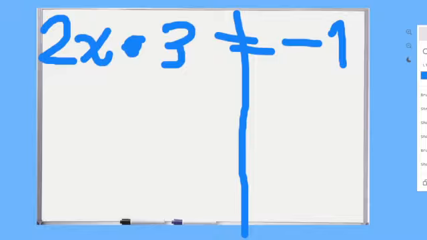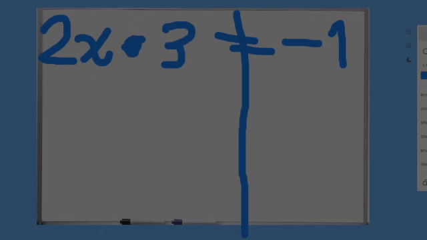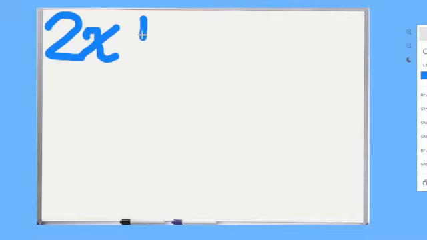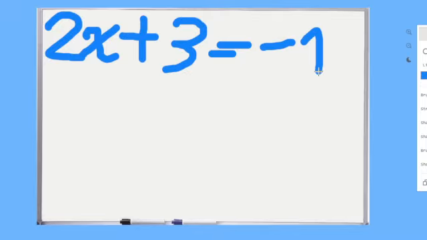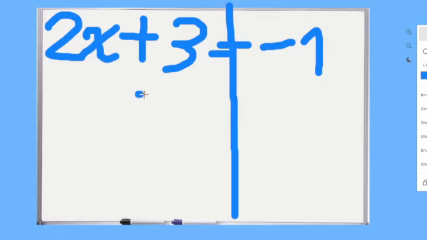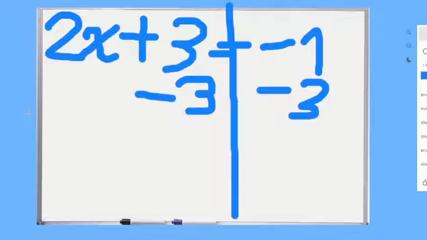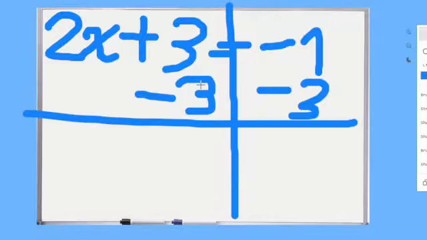Okay, I messed up. It's not multiplication, this is addition. So 2x plus 3 is equal to negative 1. Okay, put the line down the middle. We subtract 3 from both sides, trying to figure out what x is.